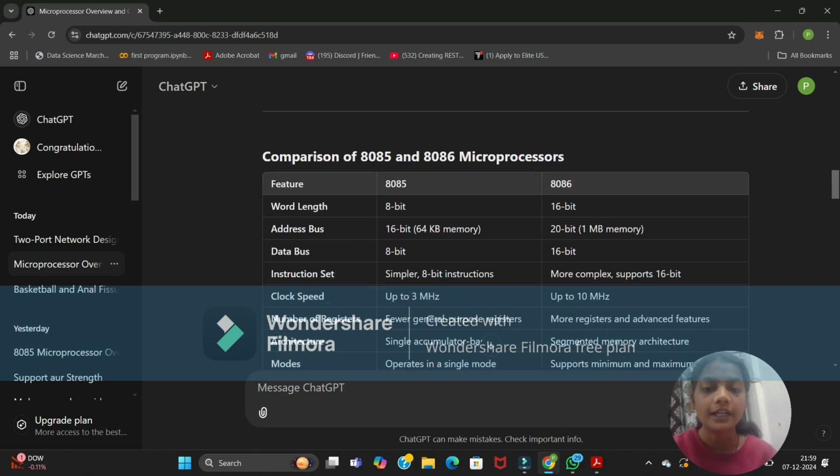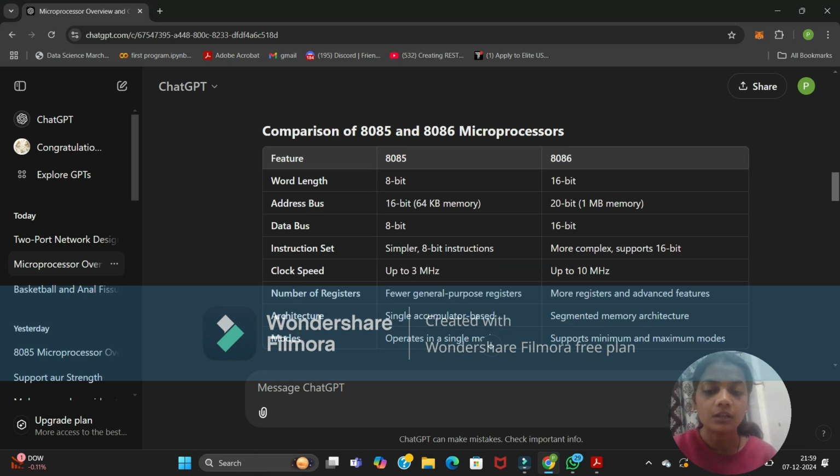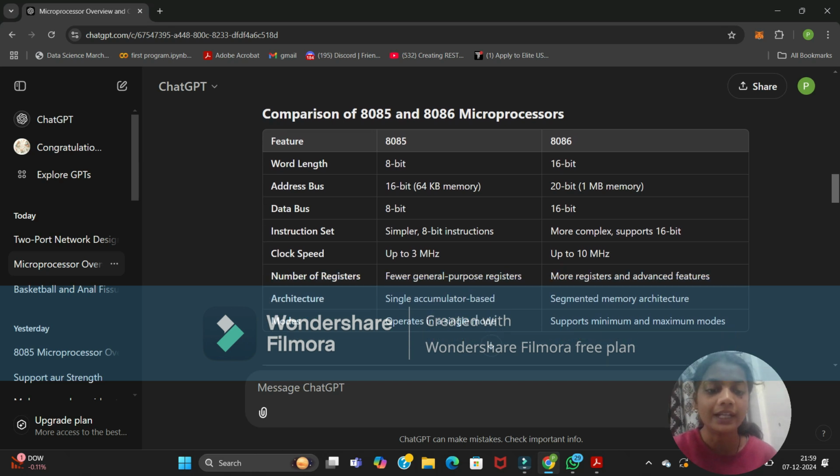Let me remind you that the 8085 is 8-bit, while the 8086 is 16-bit. The address bus is 16-bit for the 8085 and 20-bit for the 8086; the data bus is 8-bit and 16-bit respectively. The 8085 is simpler with 8-bit instructions, while the 8086 is more complex with 16-bit. Then we have the modes. The 8085 operates in a single mode, while the 8086 operates in maximum and minimum modes. In minimum mode, the microprocessor itself performs all the operations, but in maximum mode we need external controllers like the 8288 bus controller, which also helps in performing operations.